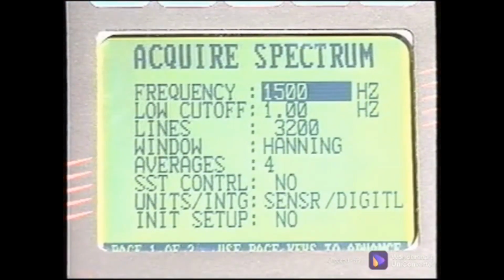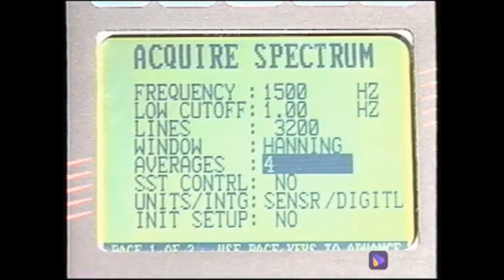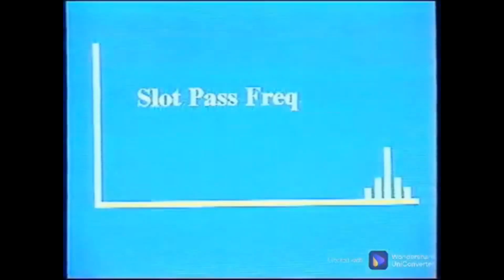Collect another spectrum to slot pass frequency plus 6 times line frequency. Use 4 averages with 3200 lines of resolution. This shows only sidebanding around either rotor bar frequency or slot pass frequency. The amplitude in this frequency range should not exceed 0.06 inches per second. However, it is always best to trend this peak for any change.